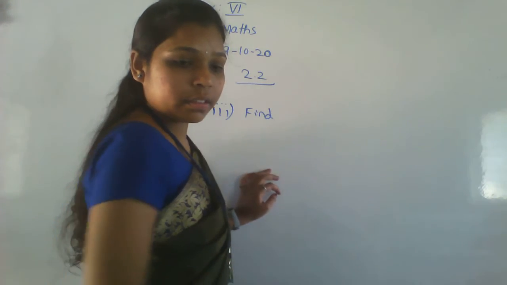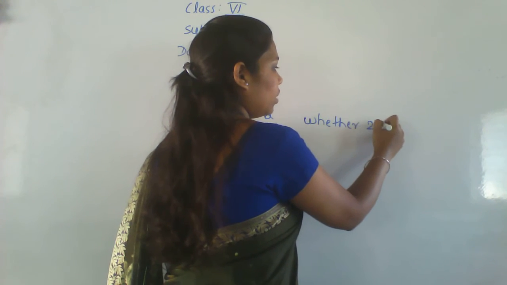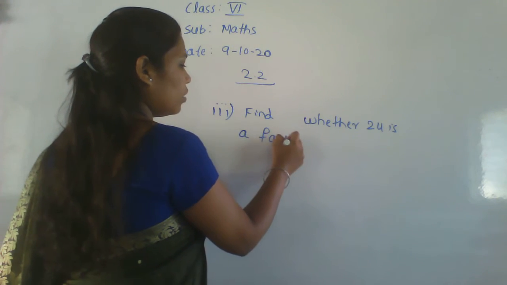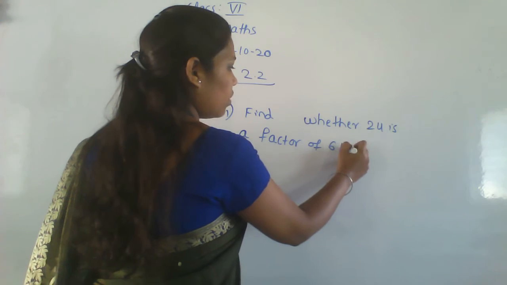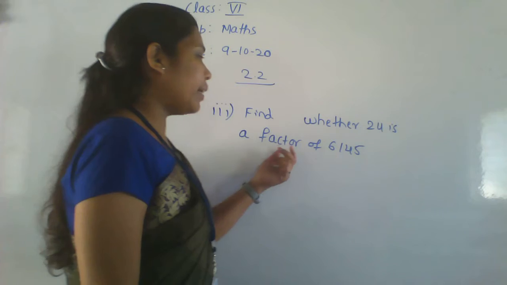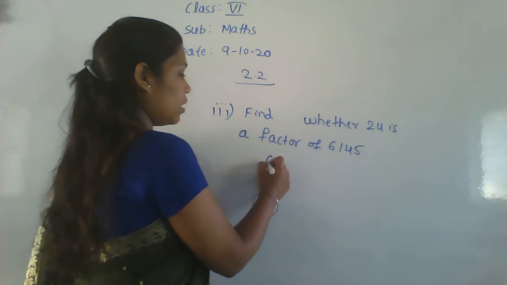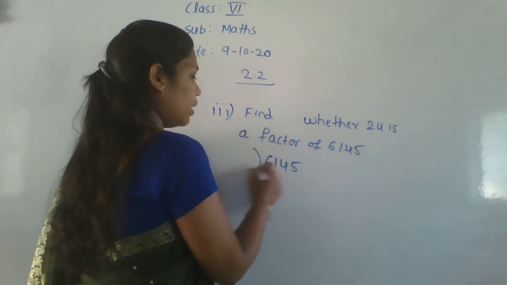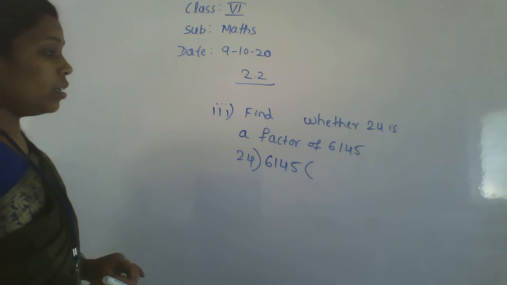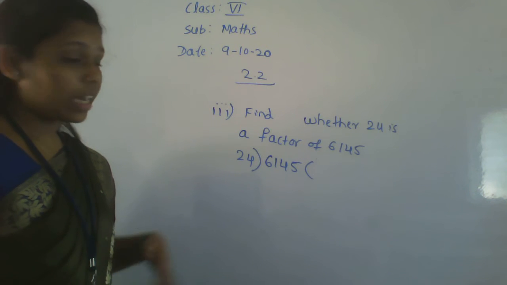Find whether 24 is a factor of 6145. Okay, so they are asking whether 24 is a factor of this number. Again you have to do the division here: 6145 divided by 24. 24 twos are 48. 24 threes are 72. So we can't take 72 here.